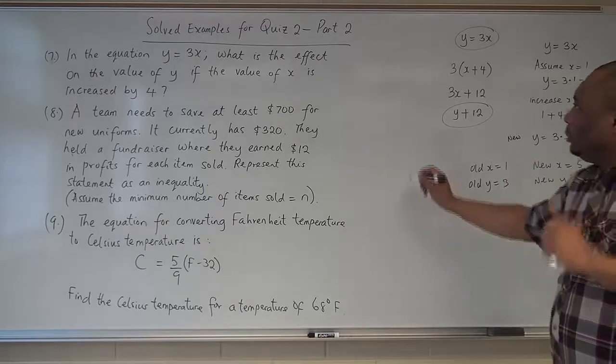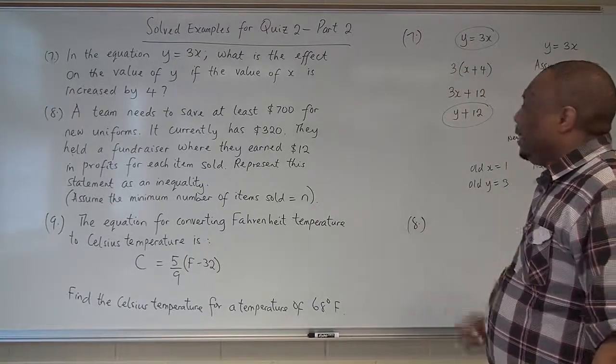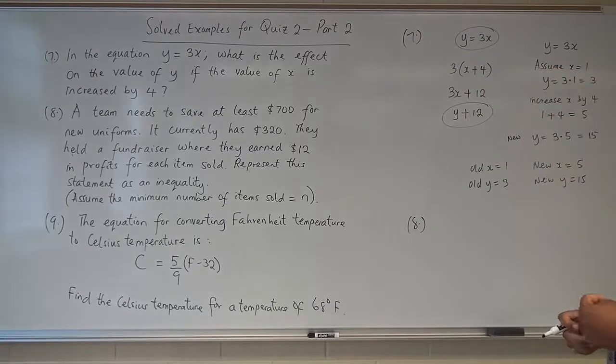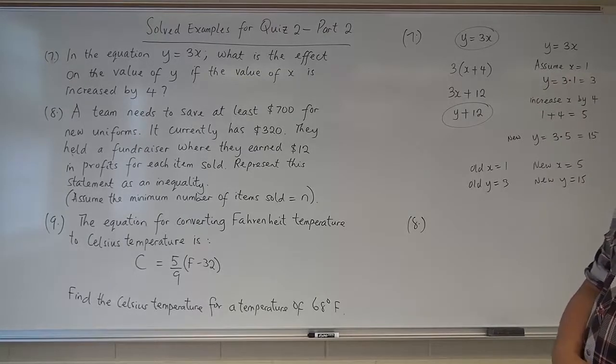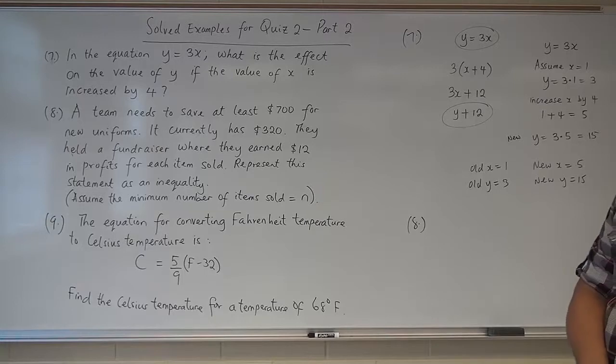Next question. Question 8. A team needs to save at least $700 for new uniforms. It currently has $320. They held a fundraiser where they earned $12 in profits for each item sold. Represent this statement as an inequality.